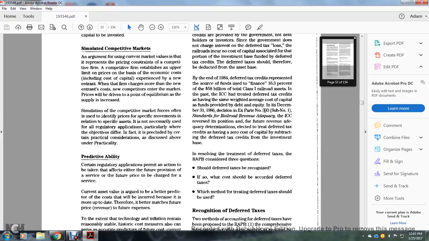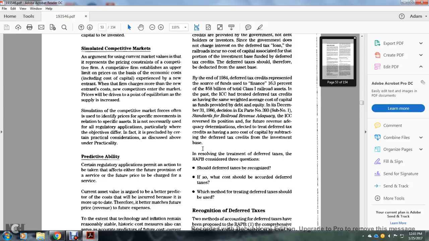In Decision Ex Parte No. 393, Sub No. 1, Standards for Railroad Revenue Adequacy, the Interstate Commerce Commission reversed its position in future revenue adequacy determinations, electing to treat the deferred tax credit as having zero cost of capital, by subtracting the deferred tax credit from the investment base.